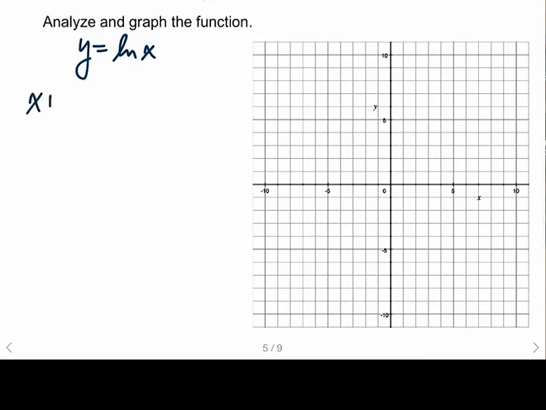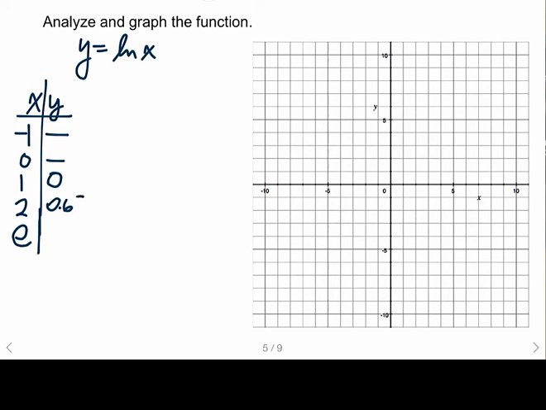We could look at this from an xy table point of view, try to put in, say, -1, 0, 1, 2, etc. Might be good to put e into this. And what you would find if you grabbed your calculator is -1 has no output. It'll give you an error. 0 will give you an error as well. 1 is going to give you an output of 0. 2 is going to give you something like 0.69. If you could put e into your calculator, it would give you an answer of 1. And then 3 is going to map to something like 1.1.